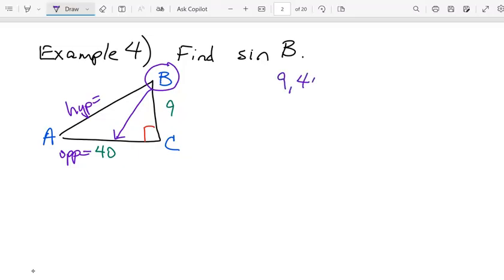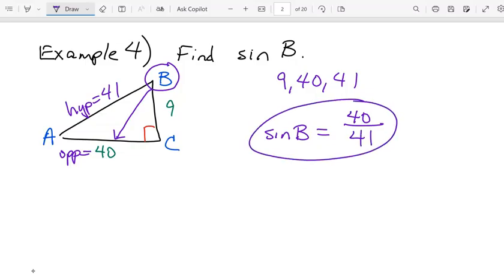There is a triple 9, 40, 41. If the 2 legs are 9 and 40, the hypotenuse must be 41. And so we're going to use our knowledge of that to write the sine ratio. Sine of angle B is equal to opposite over hypotenuse, so 40 over 41.